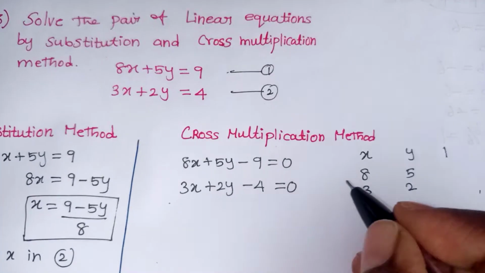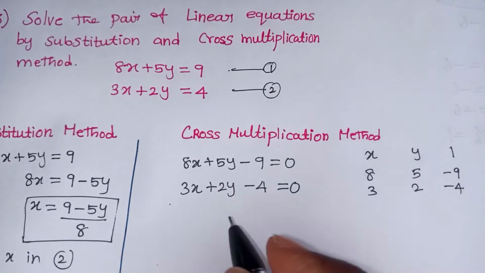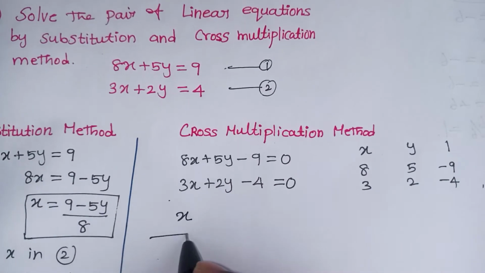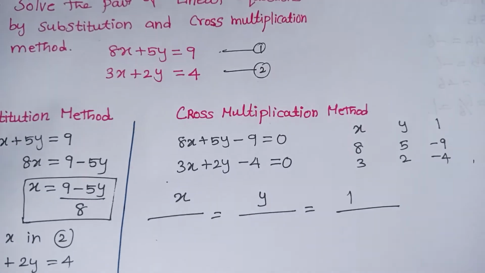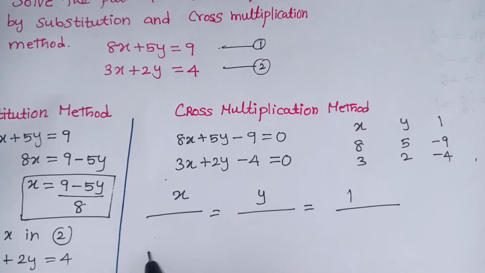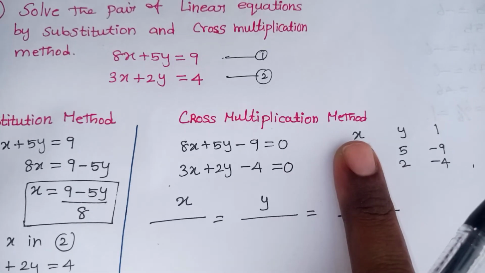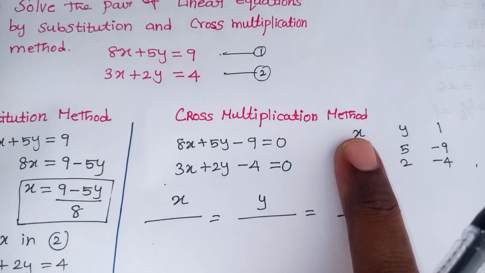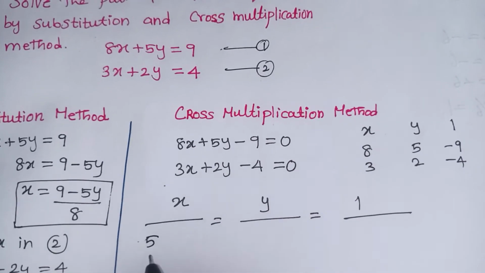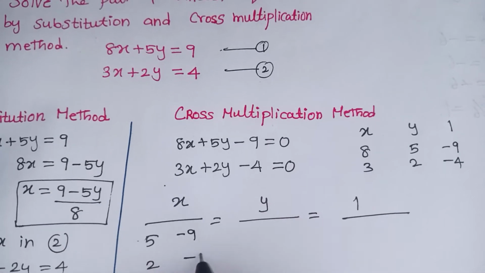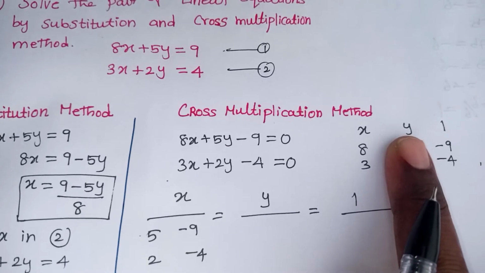What are the constants given? Minus 9, minus 4. You just write this in your top row, and here write x by, y by, which is equal to 1 by. Here, for x by, the terms you write should not include the x value. You have to close your x value. The remaining 4 terms, 5, 2, minus 9, minus 4, should be taken here. 5, 2, minus 9, minus 4 should be taken for x. When we are writing for y, you have to close your y, the remaining terms.